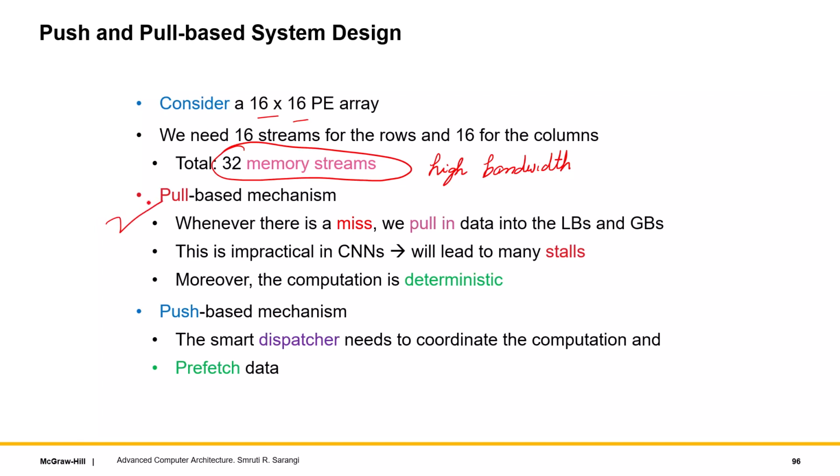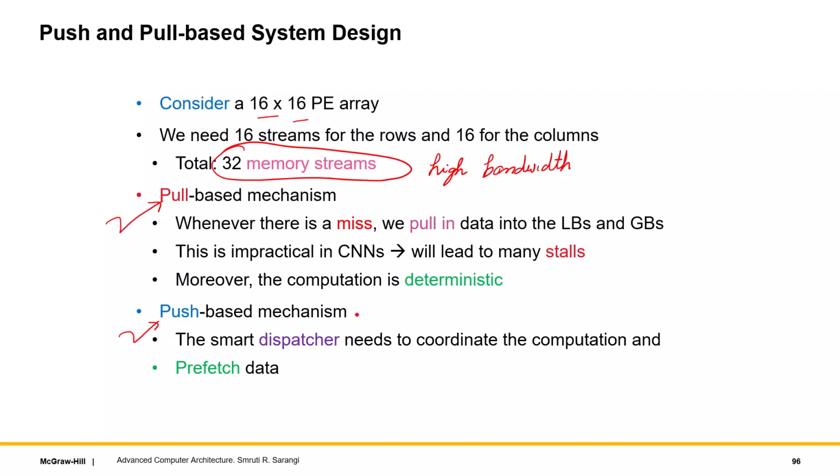There are two approaches, a pull based and a push based mechanism, or two paradigms. In the pull based one, whenever there is a miss, you pull data the same way you have in processors. But again, for CNNs, this is impractical because it can delay our computation. Furthermore, the computation in CNNs is deterministic. You know the memory access patterns. Even if you have sparsity, you still know the memory access patterns to a large extent. So you don't have to use this.